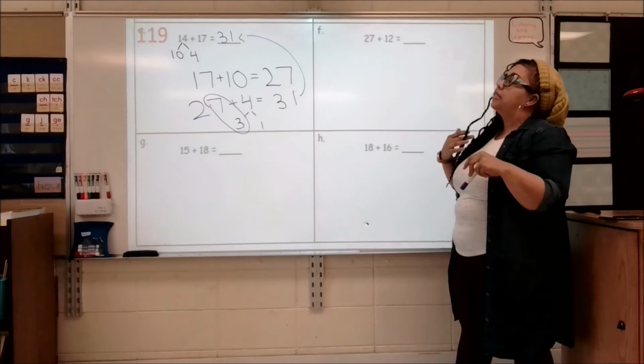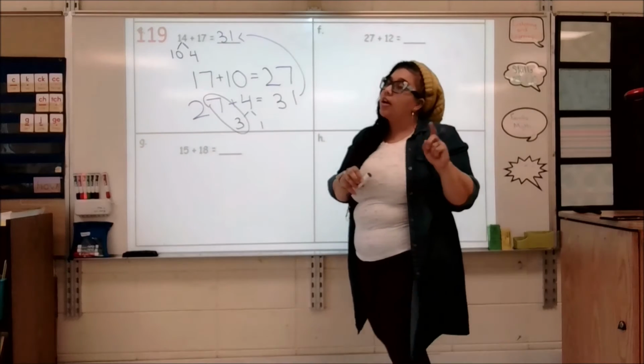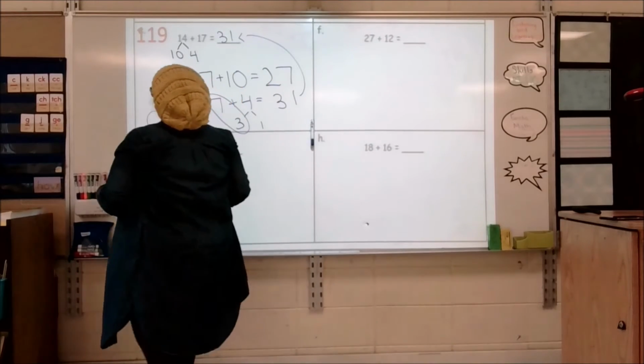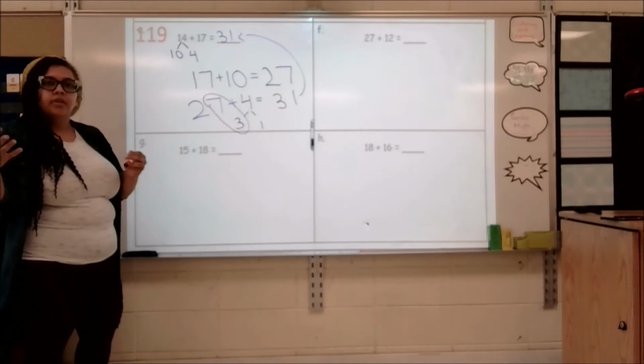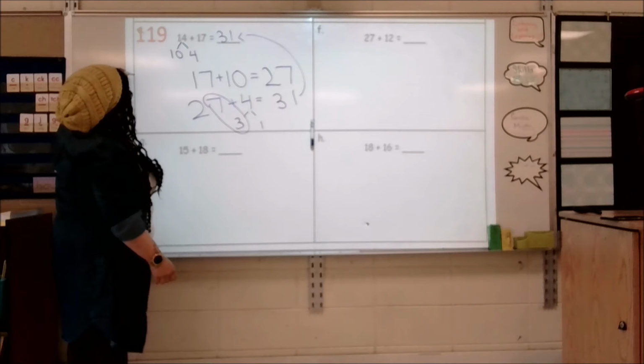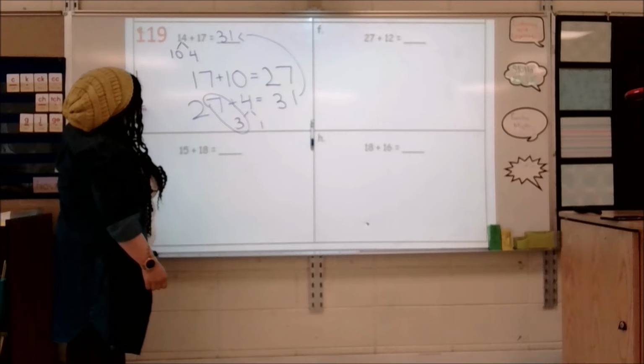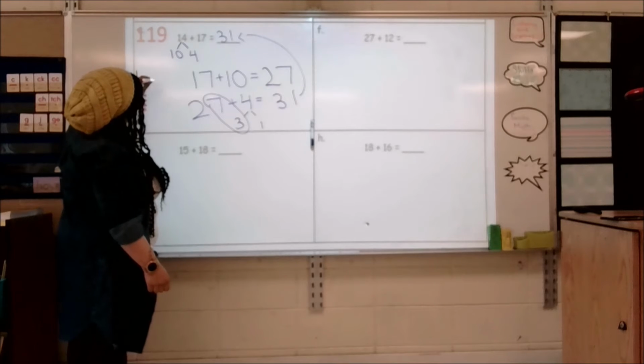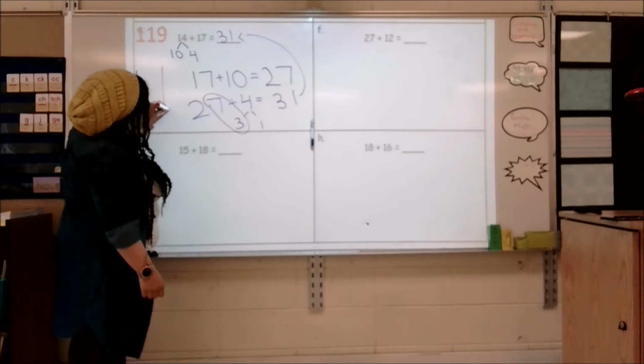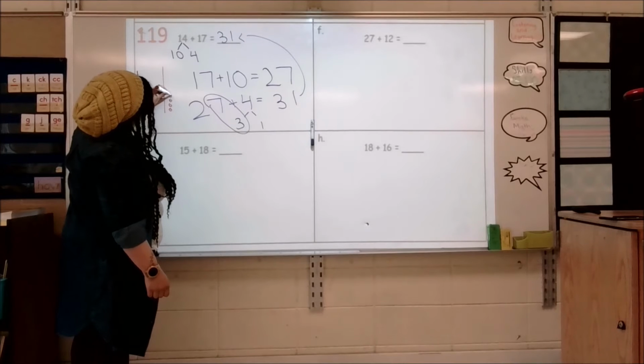All right, the next one reads, oh wait, I skipped a step. I didn't really skip a step, but I didn't check my work. To check my work, we're going to draw a picture. All right, so 10, 11, 12, 13, 14. 10, 11, 12, 13, 14, 15, 16, 17.